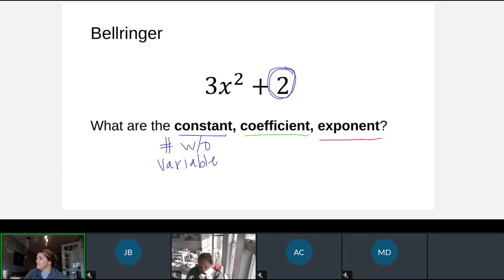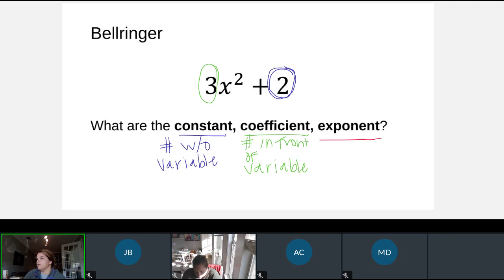All right, now we've got coefficient. Coefficient is going to be 3 here. Coefficient is the number in front of the variable. Coefficients can be positive or negative. They can also be fractions like 2/3, okay, 1/2. That's okay, Stormy, no problem. We're just getting started actually.